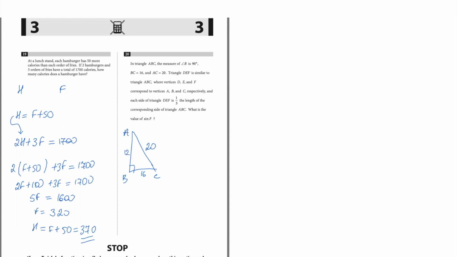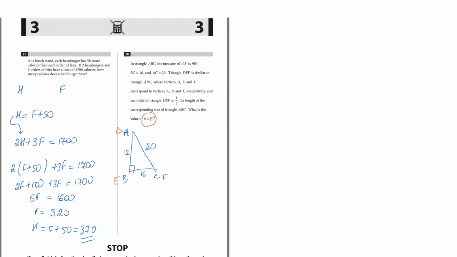Triangle DEF is similar to ABC. Look, DEF, ABC. Each side of the triangle is 1/3 of the length of the corresponding side. You don't have to sketch the second triangle because they ask for the sine. They don't ask for the perimeter or something of the second triangle, so you don't have to sketch it.